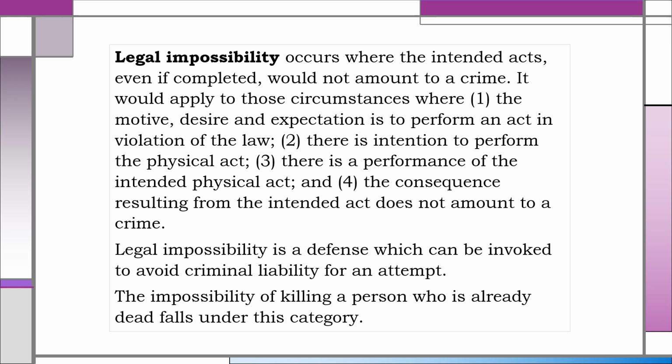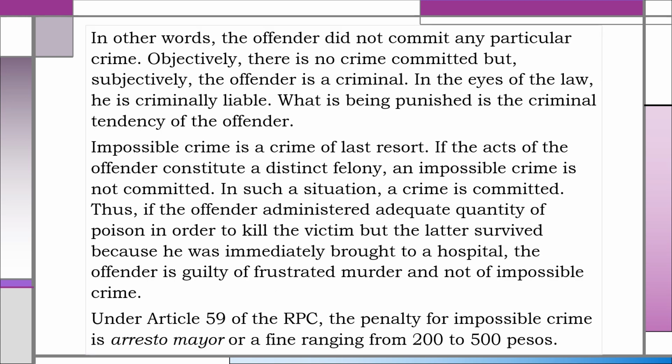Legal impossibility is a defense which can be invoked to avoid criminal liability for an attempt. The impossibility of killing a person who is already dead falls under this category. In other words, the offender did not commit any particular crime. Objectively, there is no crime committed, but subjectively, the offender is a criminal. In the eyes of the law, he is criminally liable. What is being punished is the criminal tendency of the offender.